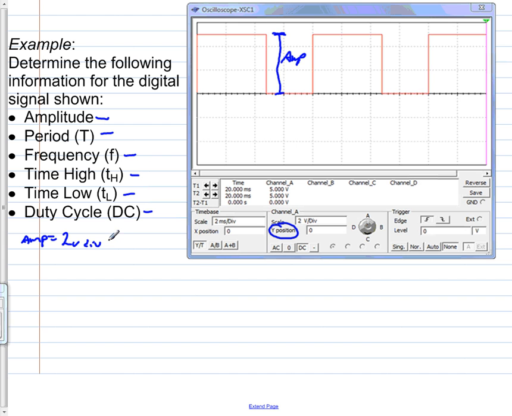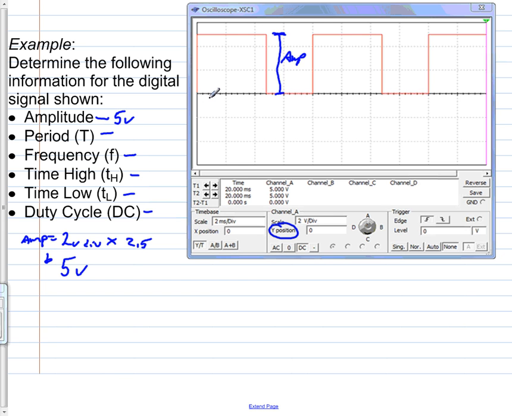And we're going to multiply that out because we have more than 2 divisions. We have 1, 2, and a half. So we'll multiply that by 2.5. Okay, so we get that out, and then what we end up with is an amplitude of 5 volts. So 2 times 2.5 is 5 volts. So that gives us our amplitude. We're going to say that is 5 volts.